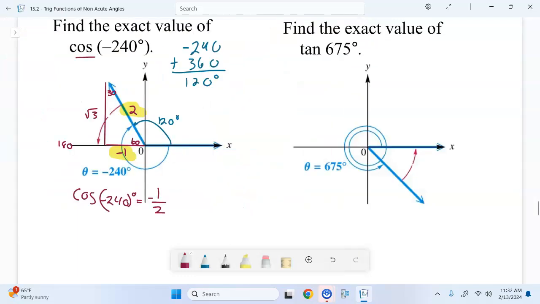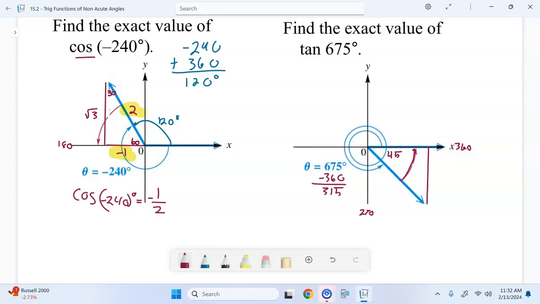Okay? So we want tangent of 675. We need to figure out what quadrant it is. So how do we get that in standard position? What's our angle in standard position going to be? Because that's between 270 and 360, we know that we are in quadrant 4. What's our reference angle going to be? 45 degrees.